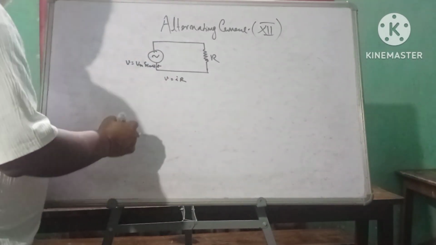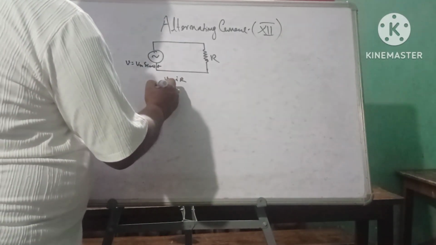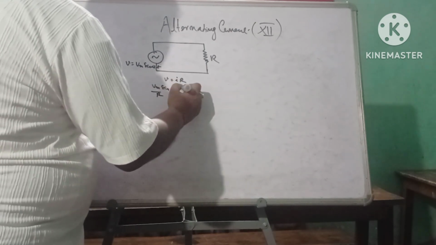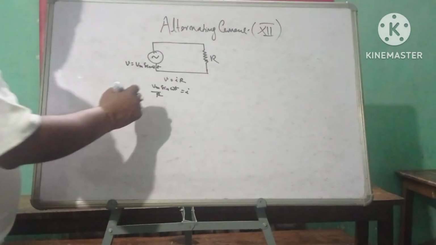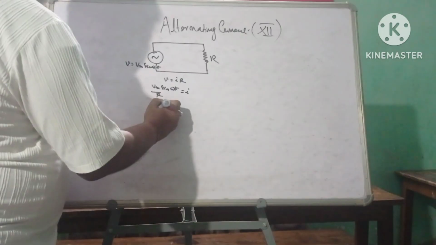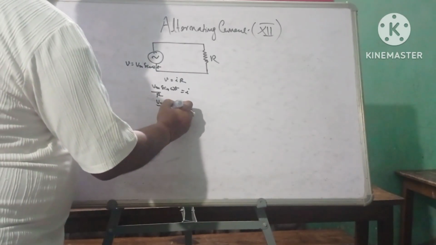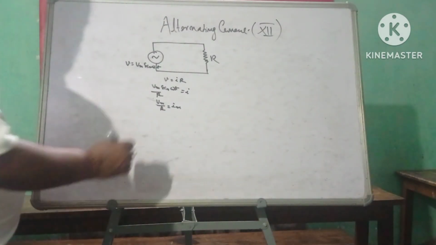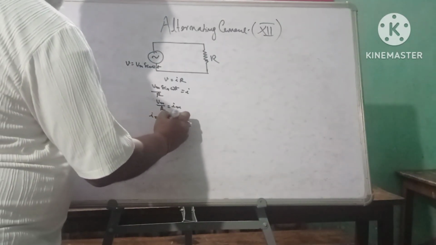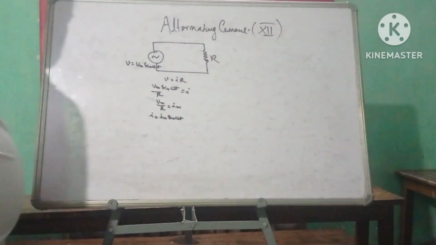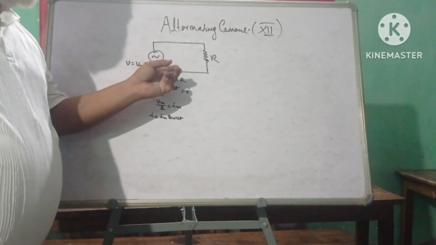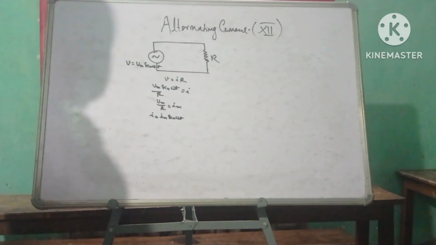Now here, V, that is Vm sine omega t by R, is equal to I. So your Vm by R is equal to Im. So your I will be equal to Im sine omega t.